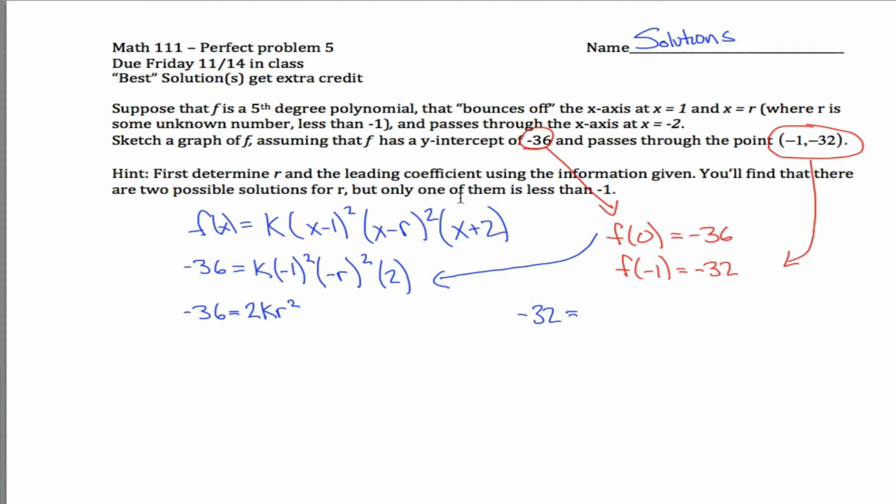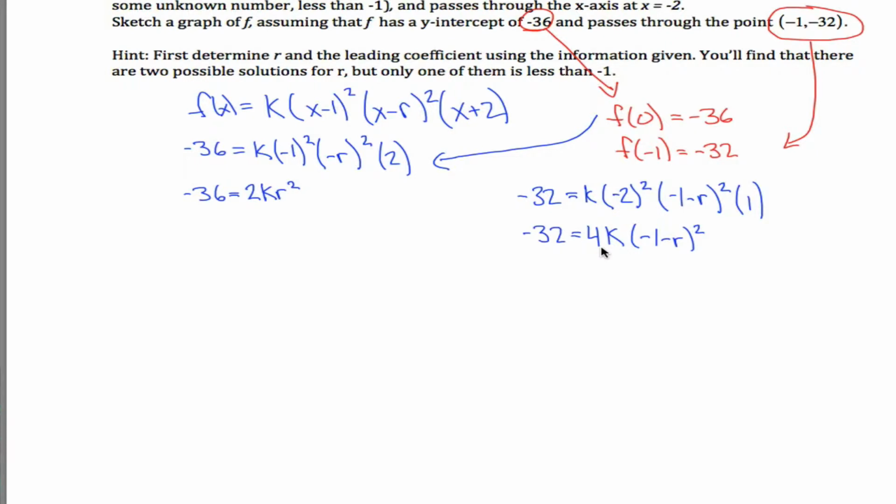So if I take this original function, and change the f of x into a -32 and all the x's into -1s, I will get k times -1 minus 1, which is -2, getting squared, times -1 minus r, getting squared, times -1 plus 2, which is just +1. So I get this mess. If I clean it up a little bit, this is +4, this is 1. So I get -32 is equal to 4 times k times -1 minus r squared. Now I have these two equations, and since I have two equations and two unknowns, I can solve. There are a couple different ways you can do this. What would be easiest?